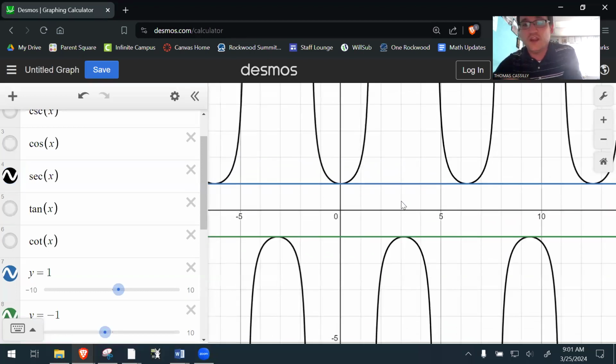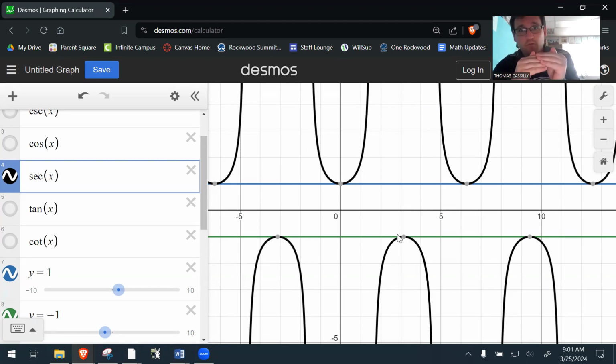So your range on these secant and cosecant functions goes from negative infinity to -1. Right? And then what we do is we say union, and that means it kind of skips over all of these numbers in between the two horizontal lines. It skips over everything between -1 and +1. It's going to start back up at 1 and then go up forever.